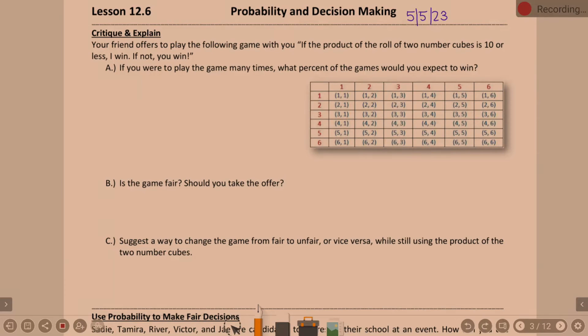Okay, lesson 12.6. Here we go again. Your friend offers to play the following game with you. If the product of the roll of 2 number cubes is 10 or less, I win. If not, you win. Okay, so this is the game.